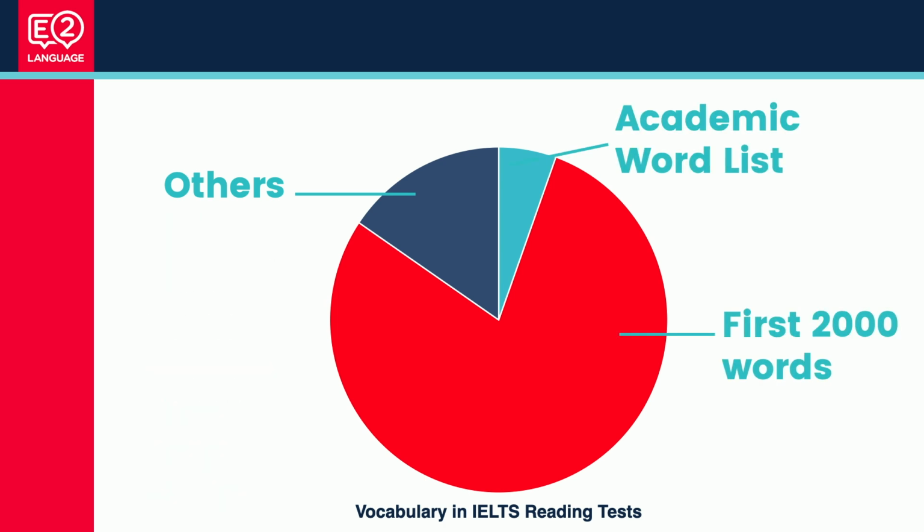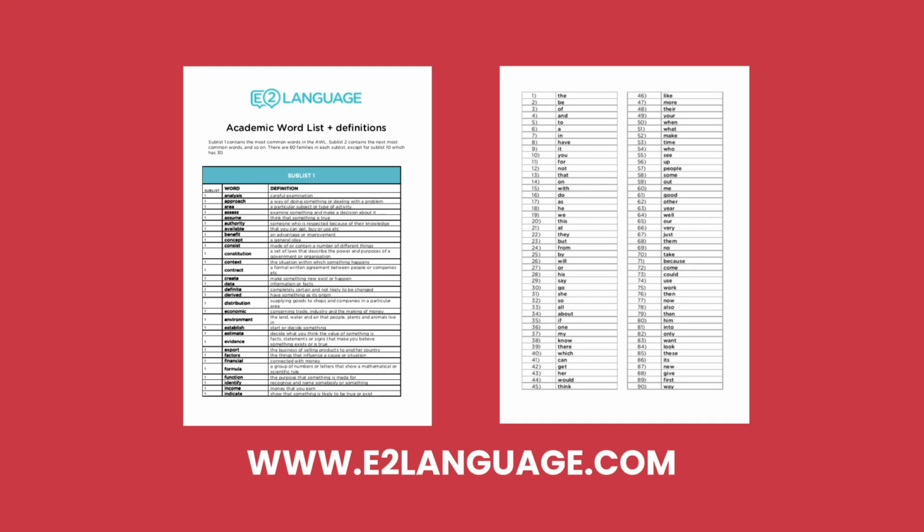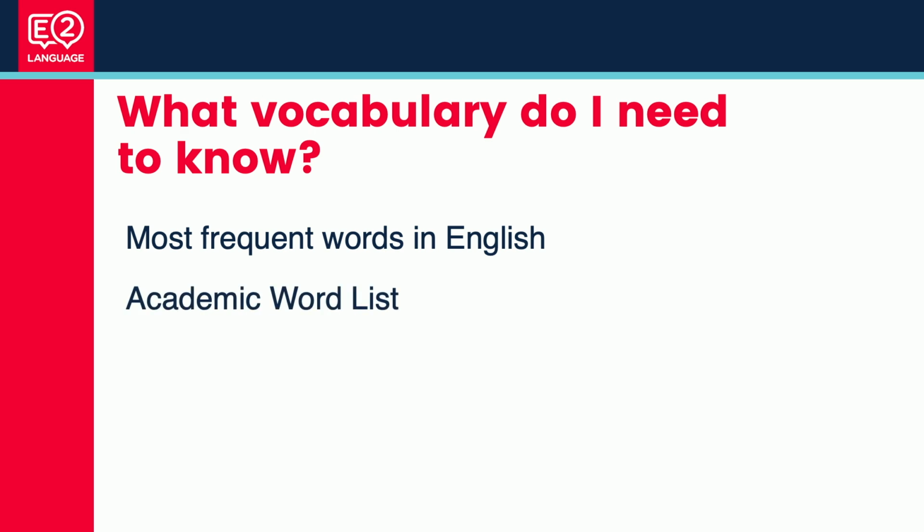So this is the basic breakdown of a typical IELTS reading text. When it comes to the first 2,000 words and the academic words list, these are easily accessible and you can find them here on our website. But for the other vocabulary, you need a bit of a system, and that's what we're going to talk about next. So just a quick summary about what vocabulary you need to know. You need the most frequent words in English. You should know the academic word list, and also you need to build topic-specific vocabulary.